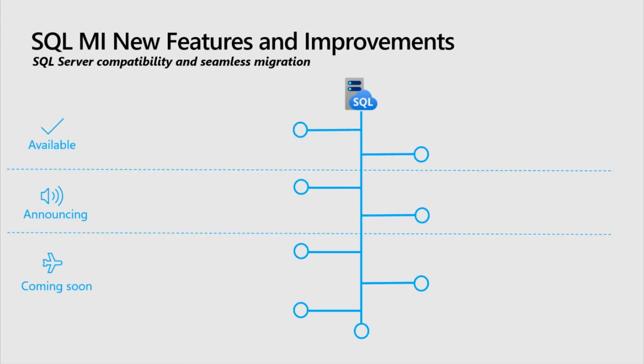There are so many things to show and mention that I decided to split this overview into multiple areas or value streams. So we are starting with SQL Server compatibility and seamless migration. Here is the vertical timeline divided into three parts. Past, that's the available section, so that's basically everything that's been introduced since the beginning of this calendar year. Now, the announcing part is everything that was announced last week during Ignite or that we are announcing this week or next week. And then the coming soon section covers the upcoming things that are coming in the following several months.